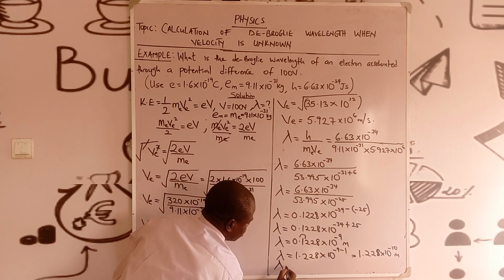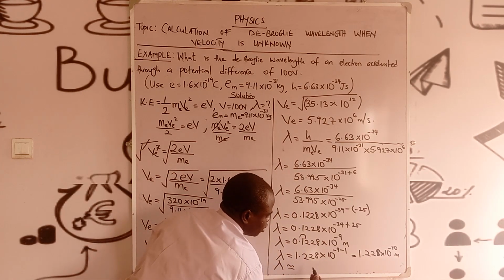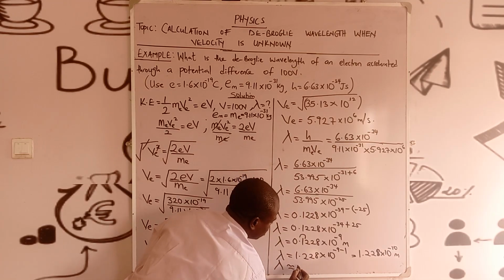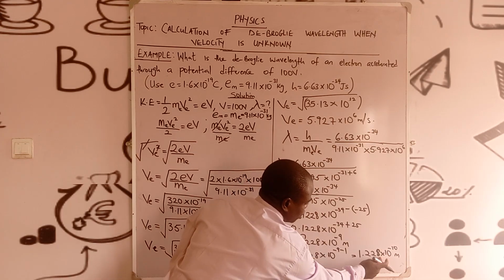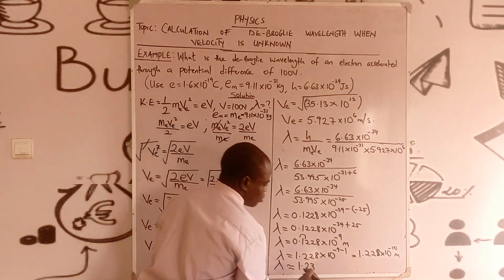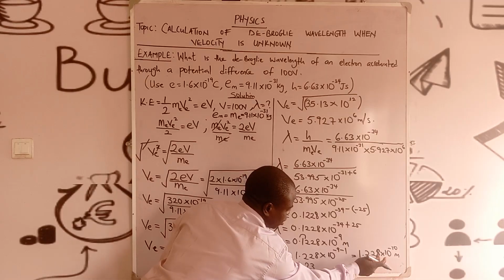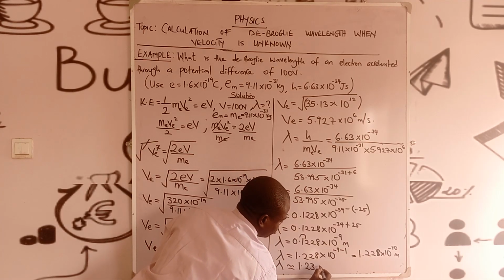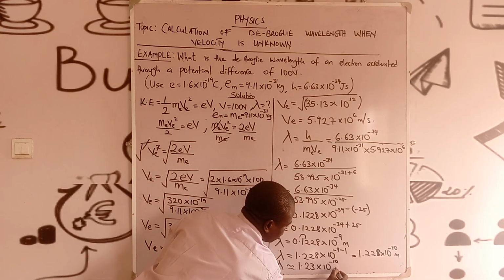Now the de Broglie wavelength is approximately, let's change it to 2 decimal places, 1.23. This 8 is more than 4, so round it up: add 1 to the 2, making it 3. So it is 1.23 times 10 to the power minus 10 meters.